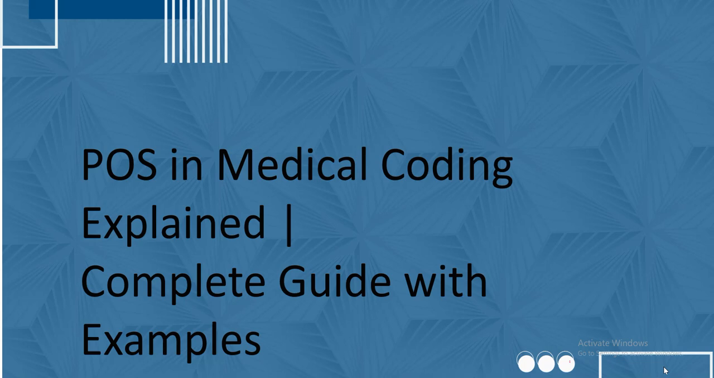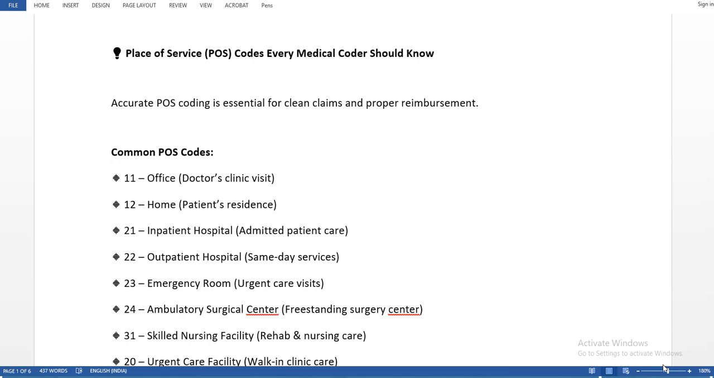So what is POS in medical coding? POS means simply place of service. Why? Because in medical coding, whether it is facility, physician or ASC centers, they will get payment based on the POS. Hence, if you want to prevent denials, please watch this video until the end. So today, place of service codes every medical coder should know.